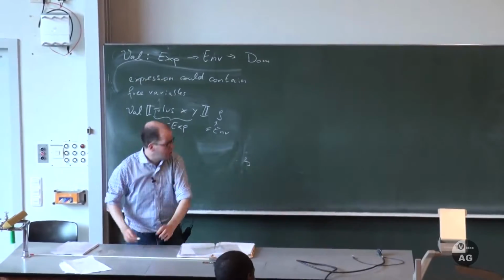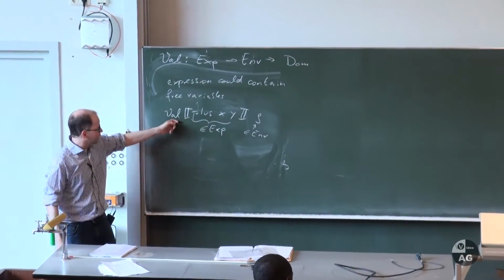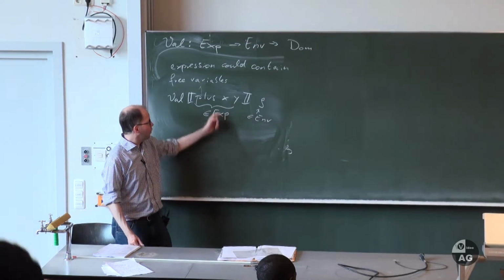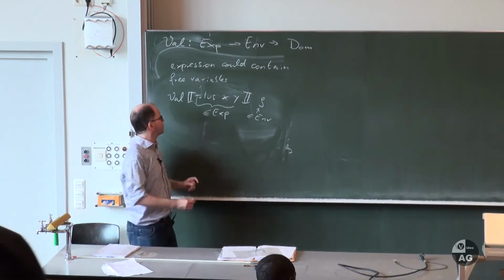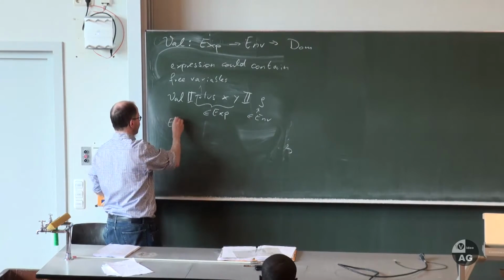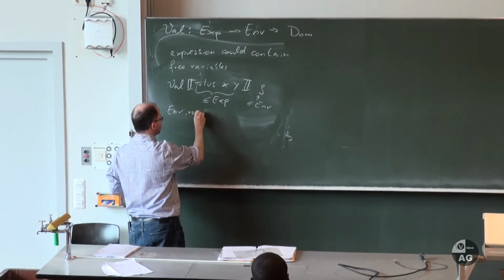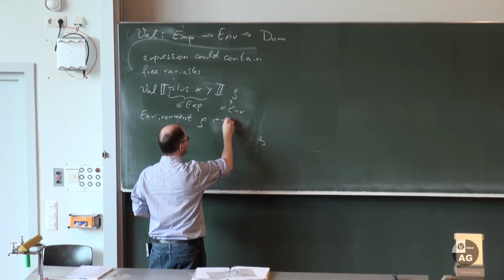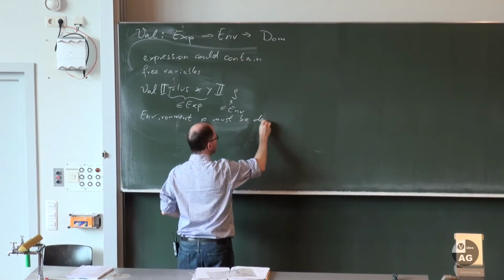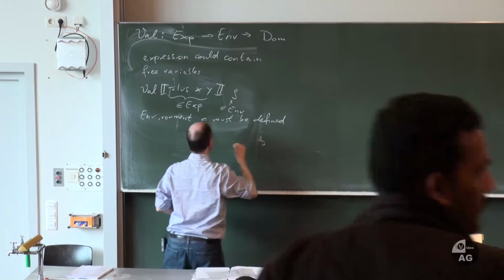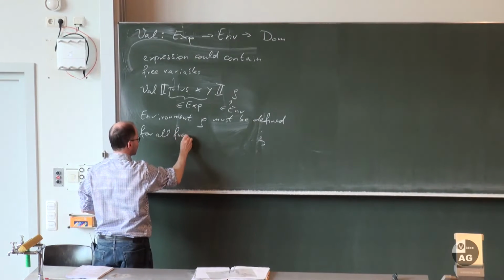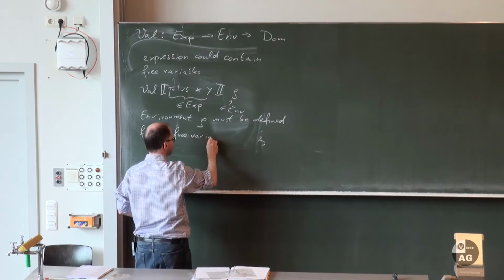So that's the idea. And we will always require that if we want to compute the value of an expression in an environment, that this environment rho must be defined for all free variables occurring in the expression.